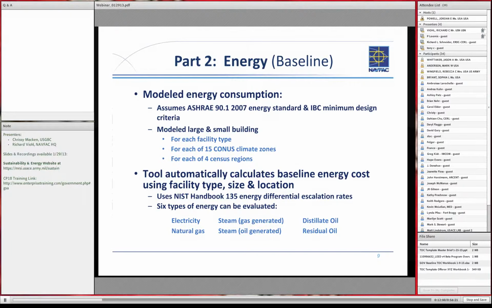It automatically calculates the baseline energy cost. And we've got built into here the NIST handbook energy escalation rates. We'll look at that in a minute. And we can handle up to 6 different kinds of energy in terms of putting in the local utility rates, local energy rates for these types of energy sources.